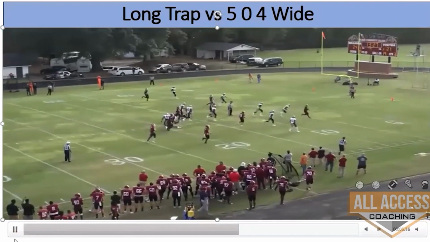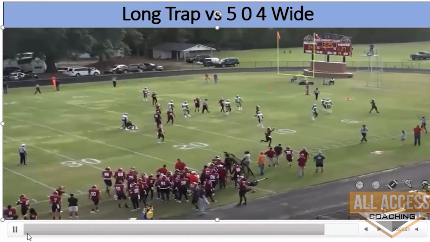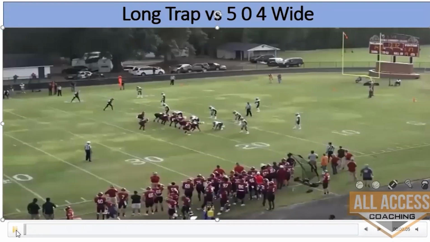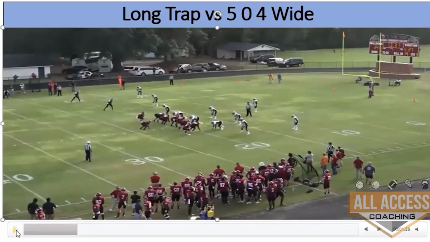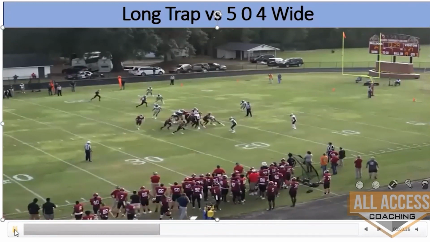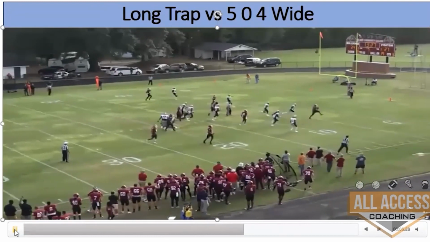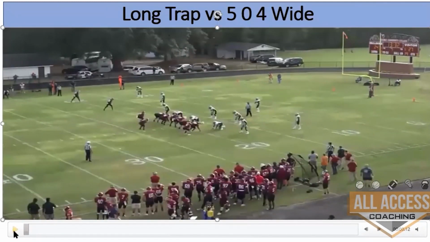Here's the long trap versus a 5. I call it a 504. Okay, so we got a 0 nose. Here's the 5. We got a 4 technique backside, 2 B gap backers. This is to the backside of trips. It's to the backside of unbalanced, excuse me.